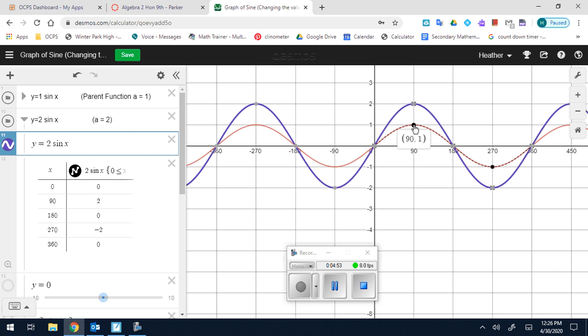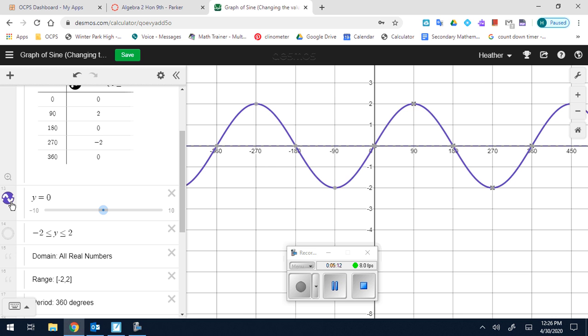This 90, 1 became 90, 2. The 0, 0 stayed 0, 0, because when I multiply 0 by 2, I get 0. 180 comma 0 stayed 180 comma 0. 270 comma negative 1 became 270 comma negative 2. So that's the way that's working there. Notice my midline stays still y equals 0. But now my range goes negative 2 to 2.